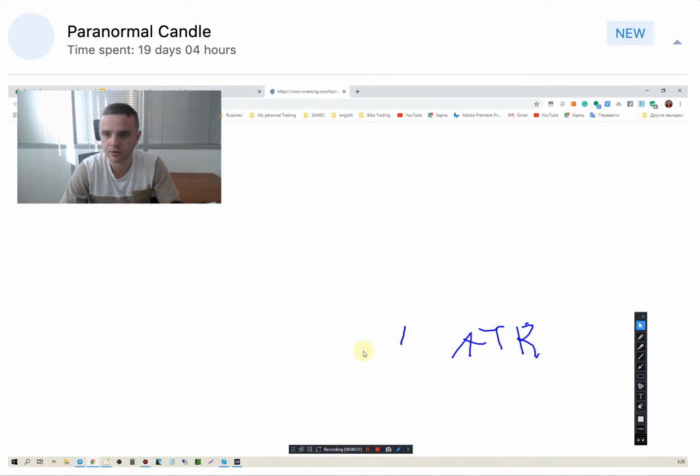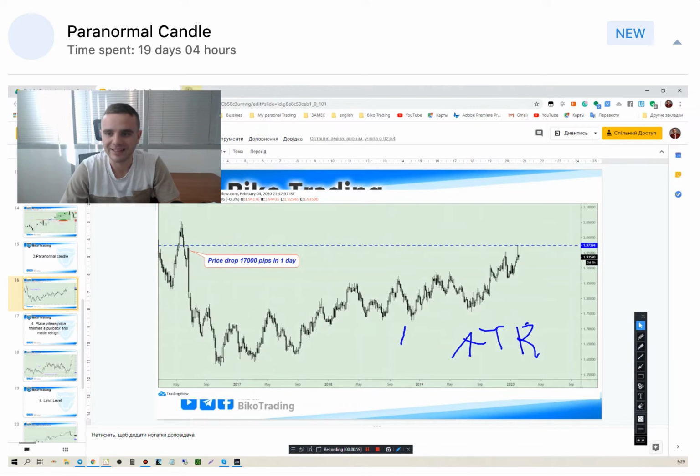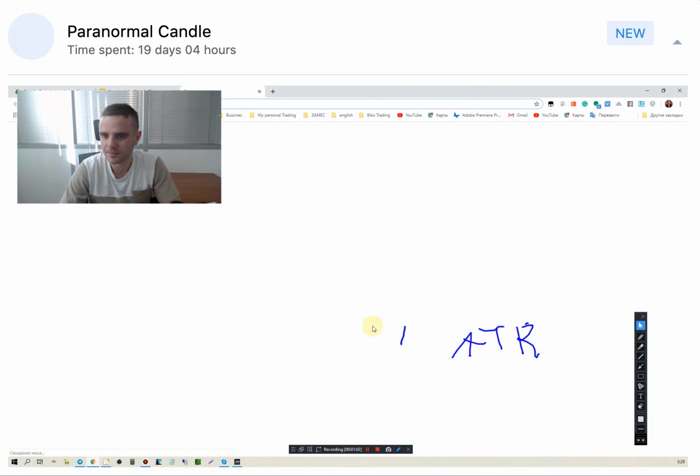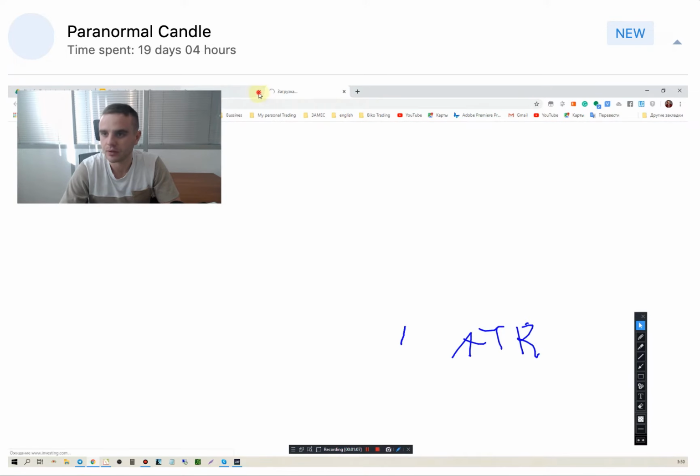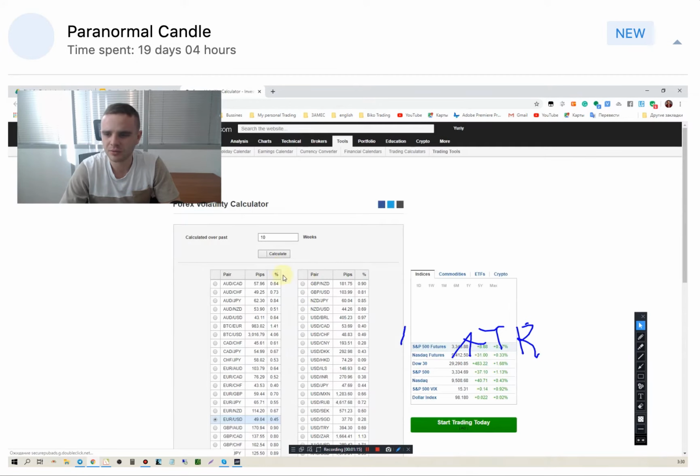Forex volatility calculator. Here you can find how to get the average daily move, the average ATR. Let's download it here. Okay, we have this ATR here. Let's open an example which we have on a chart.